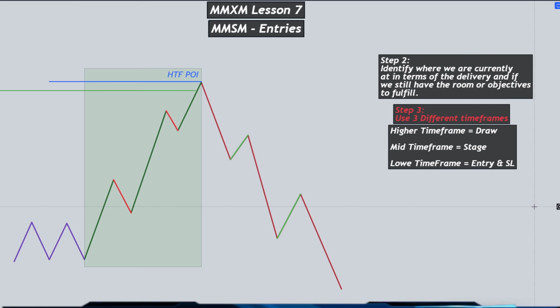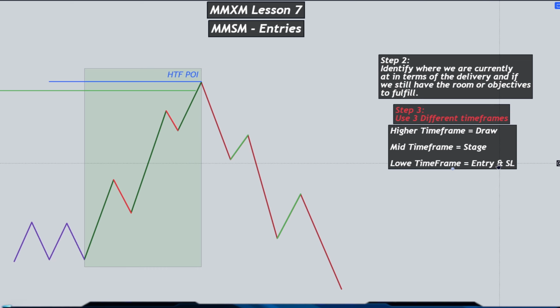Now, the three different time frames that I have mentioned depend only on the type of trader you are. You have to figure out what type of trader you are. Are you a position trader, a swing trader, a short-term trader, or a scalper? For example, if you are a position trader, you can use the monthly chart as your higher time frame, the weekly chart as your mid time frame, and the daily chart as your entry time frame.